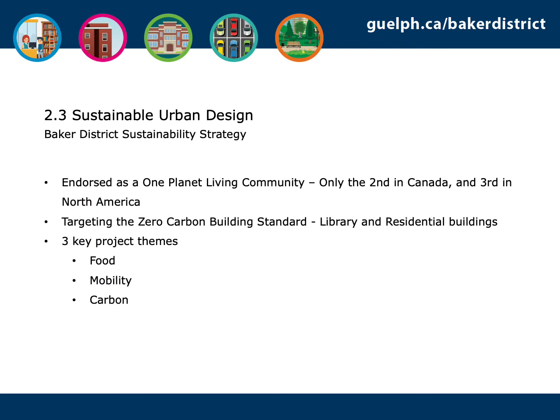Although all 10 of the One Planet Living principles are important, some activities consume more resources and therefore have a greater impact on our planet than others. To determine where to focus our efforts, we conducted an ecological footprint for Guelph. This footprint, which measures the overall impact of certain activities on our environment, led to 3 project themes being identified. These are food, mobility, and carbon. Work is ongoing to reduce the impact associated with these themes.